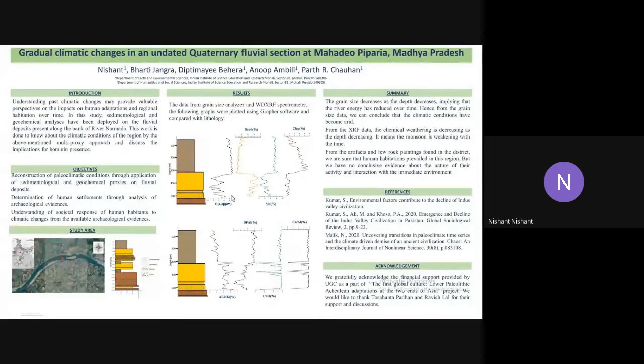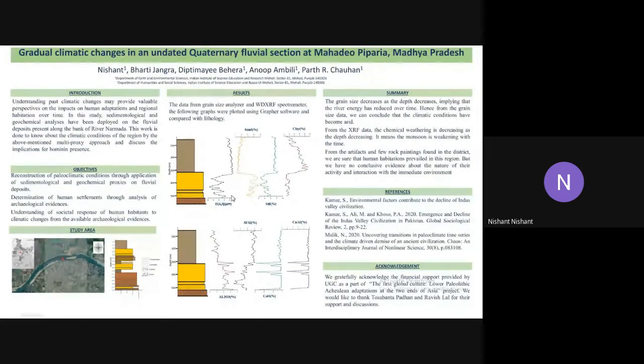This is still ongoing work, and till now we have only summarized that there's a reduction in the river energy, from grain size, because it's decreasing as we go up in the trench. From XRF, we have seen a decrease in chemical weathering. So we can also say that there is a decrease in the intensity of precipitation.